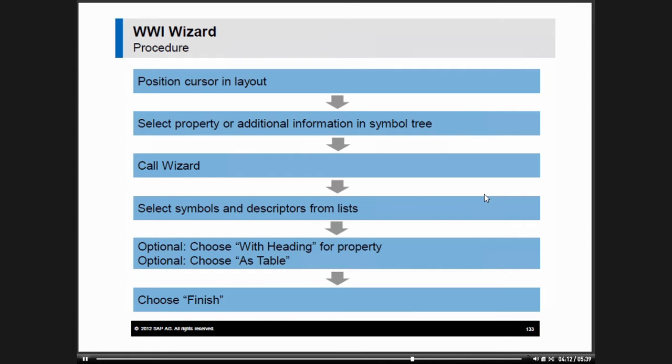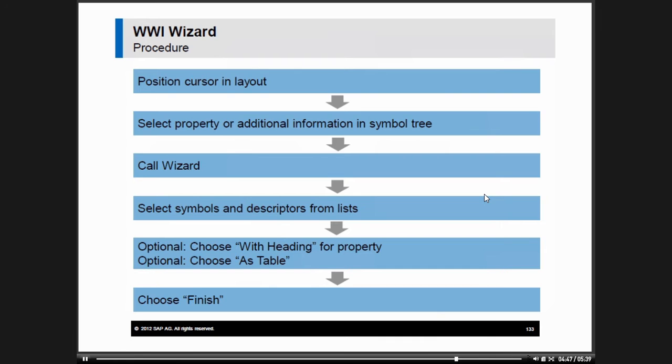The steps for using the WWI wizard are as follows. Position the cursor on the point in your document template where you want to insert symbols with the wizard. Make sure not to place the cursor within a table. In the symbol tree, under Specification Symbols, place the cursor on a node to which characteristic symbols are assigned.